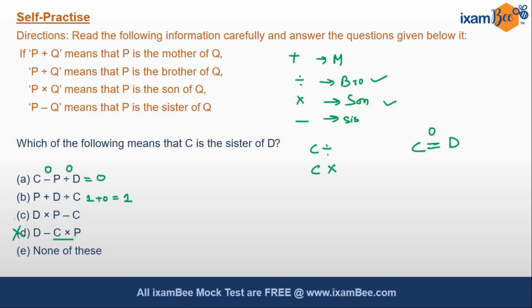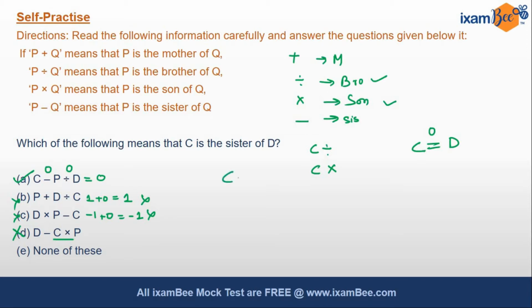Now let's see option C. D cross P means generation gap would be -1 since D is the son of P. Also P minus C means P is the sister of C, that means it would be 0. So total generation gap would be -1. Without any further delay, we can mark option A as our correct option, since B and C will not follow as the generation gap is more than 0 and less than 0. Also friends, before submitting your answer, you have to draw the family tree so that you can be sure that whatever you have marked as an answer is the correct one.